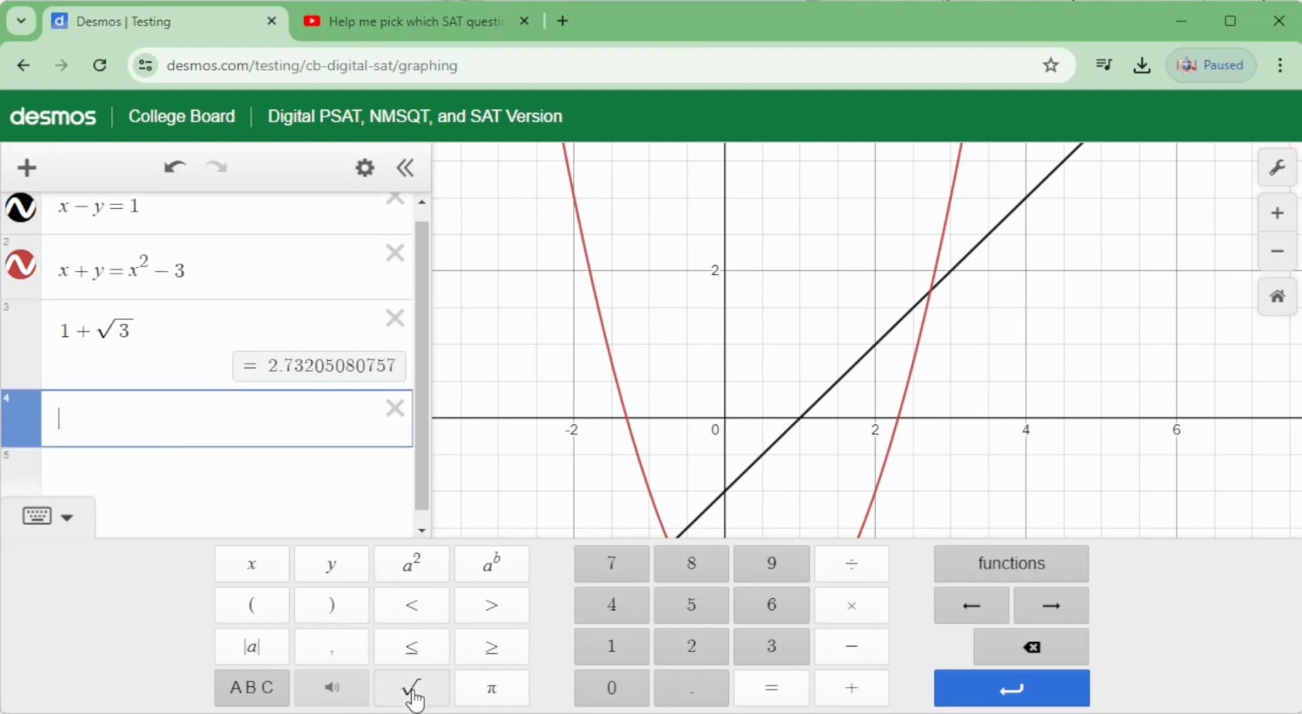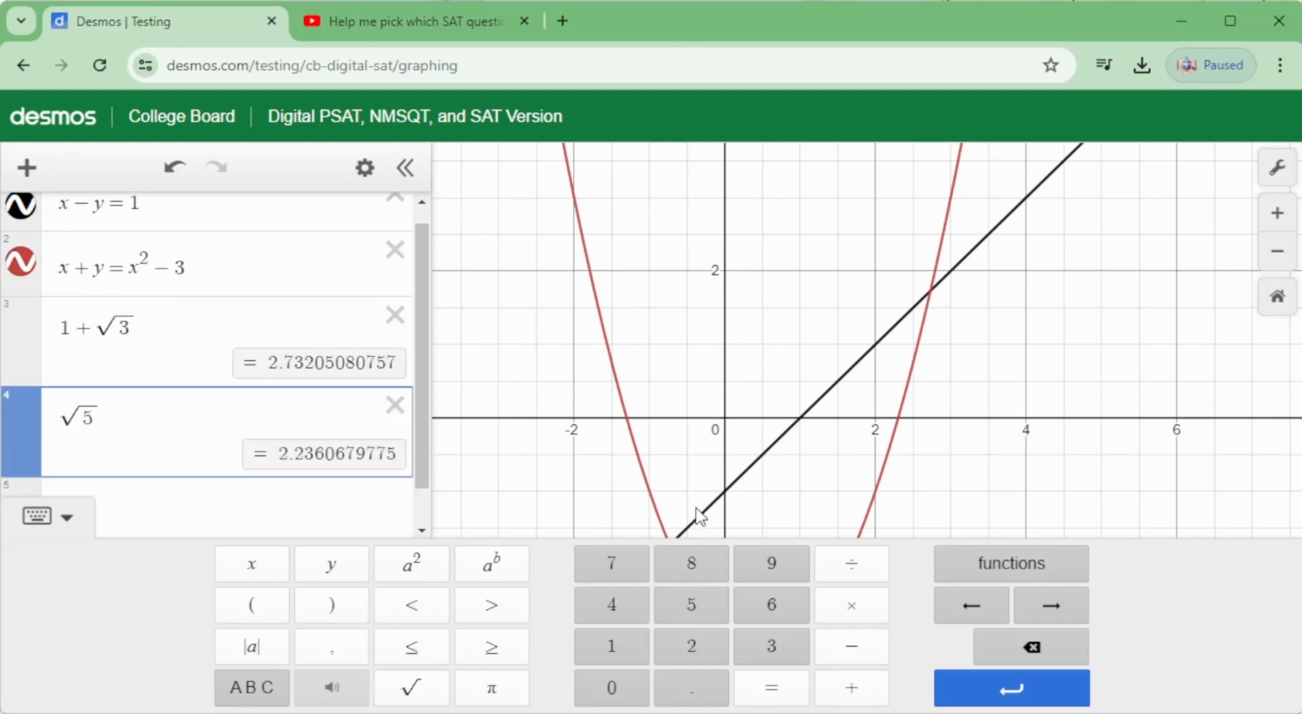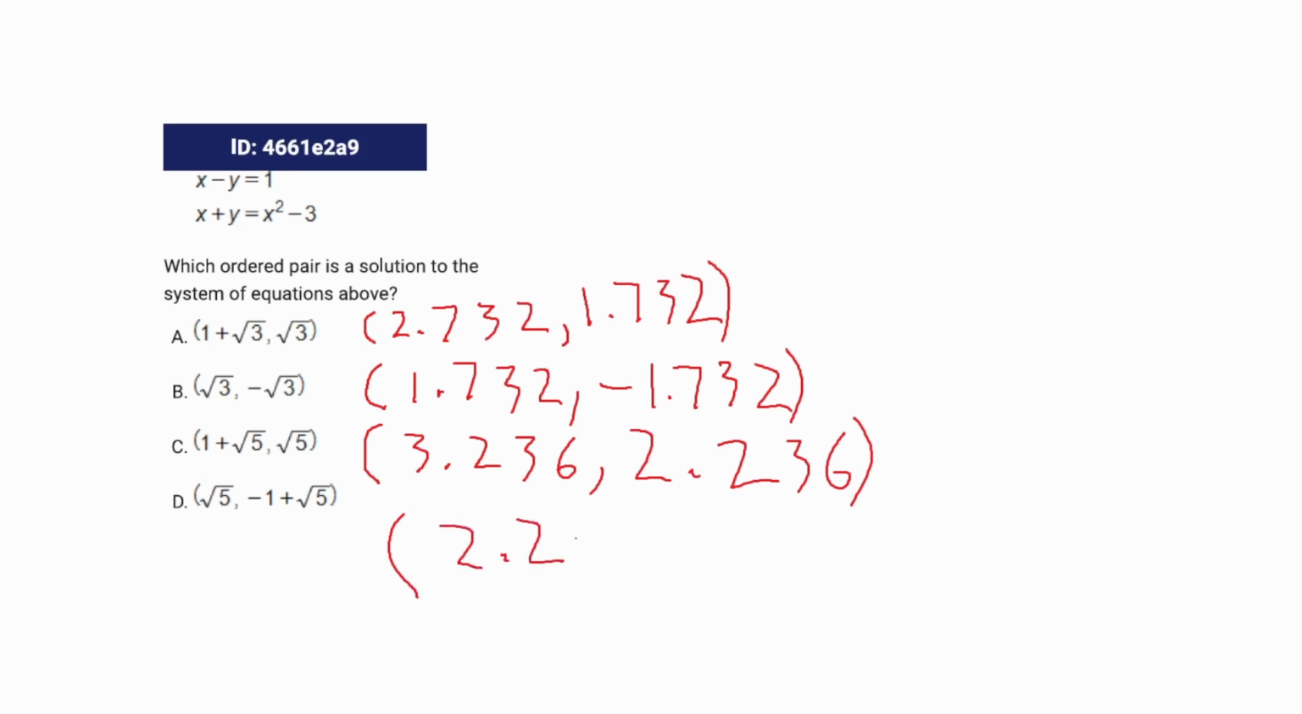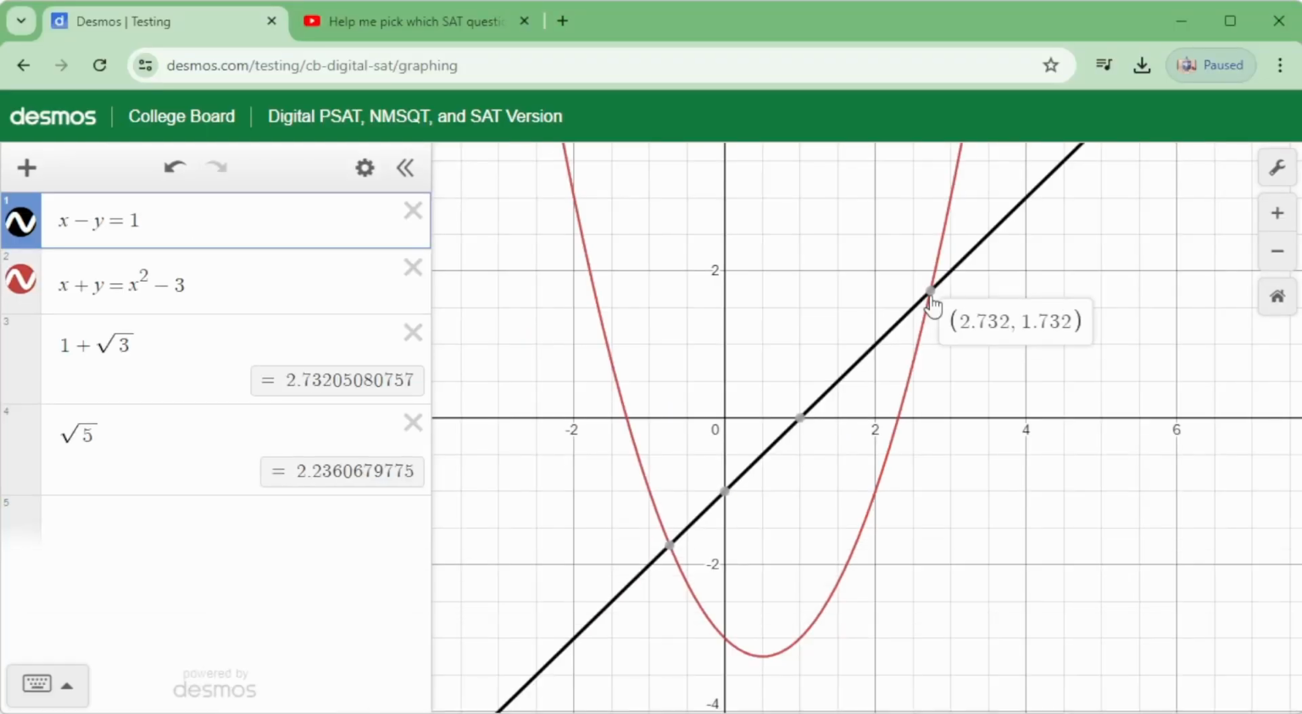Again, we just use DESMOS to find that. Square root of 5 is 2.236. That means C is going to be one more than that, which is 3.236 comma 2.236. And finally, D is going to be 2.236 comma, and then negative 1 plus the square root of 5 is 1 less than the square root of 5, which must be 1.236. When we write out the decimal equivalent to all those answer choices in our terrible red handwriting, again, we can see that A is the choice that's equivalent to the ordered pair in this point of intersection.